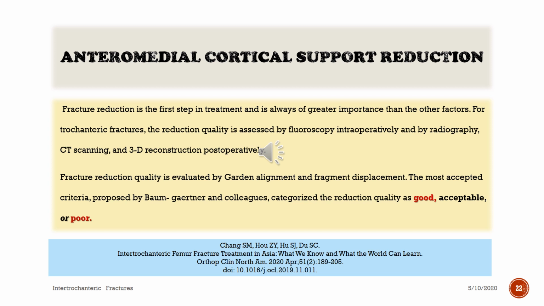Fracture reduction is the first step in the treatment and is always of greater importance than the other factors. For trochanteric fractures, the reduction quality is assessed by fluoroscopy intraoperatively, and by radiography, CT scanning, and 3D reconstruction postoperatively. Fracture reduction quality is evaluated by Garden alignment and fragment displacement. The most accepted criteria proposed by Baumgartner and colleagues categorize the reduction quality as good, acceptable, or poor.